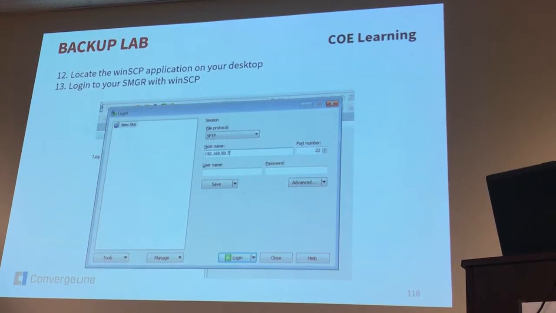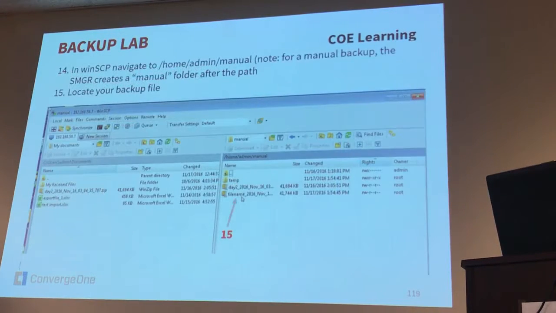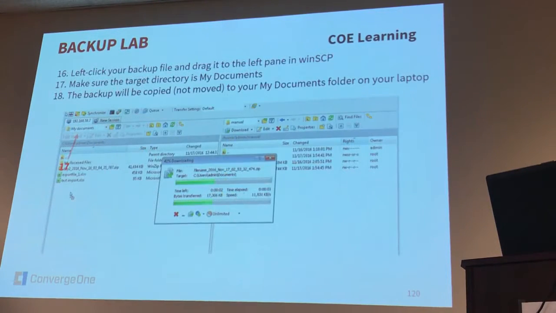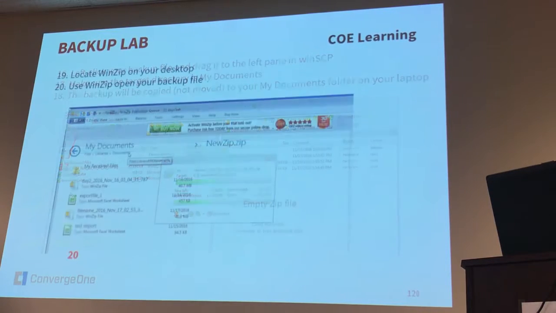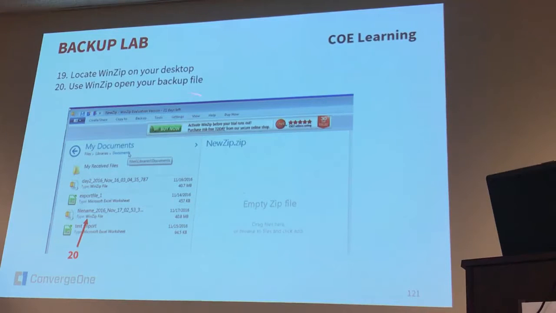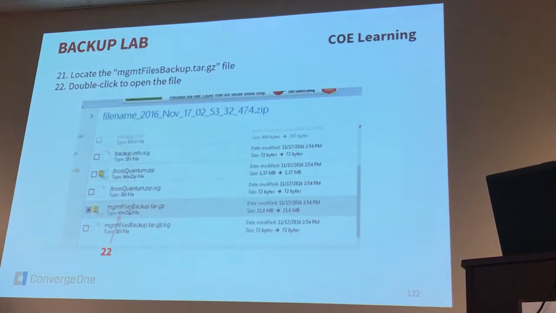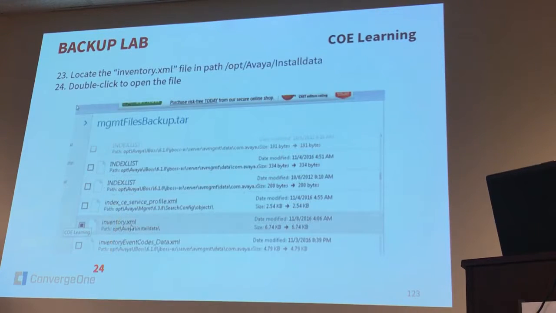Notice that also, as an extra step in the exercise, they want you to use WinSCP to grab that file from System Manager and move it to your laptop, just so that you can examine and see how the file looks. You're going to see it's a compressed file. You could use WinZip, but actually we have WinRAR on the laptops, to uncompress the file. It's going to be a tar.gz file. It's a compressed file in Linux that you could uncompress.